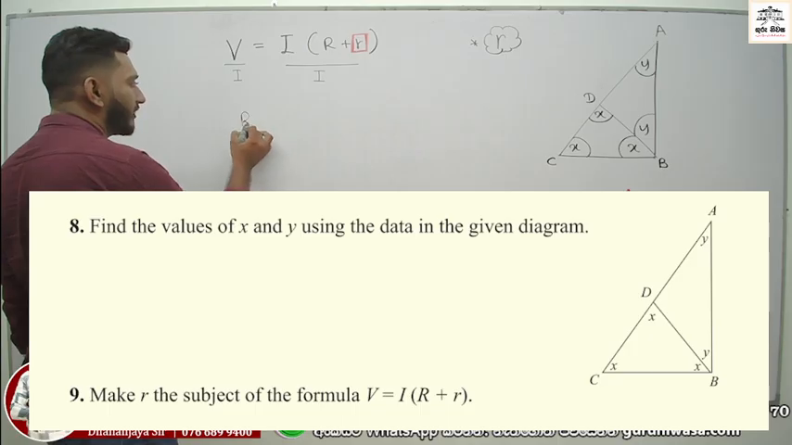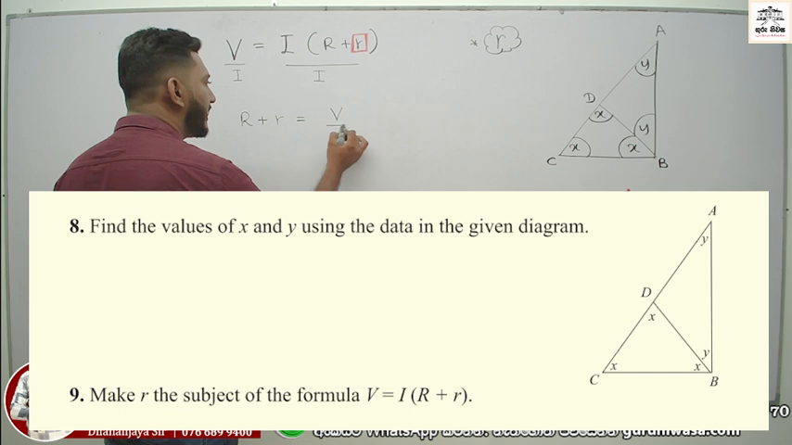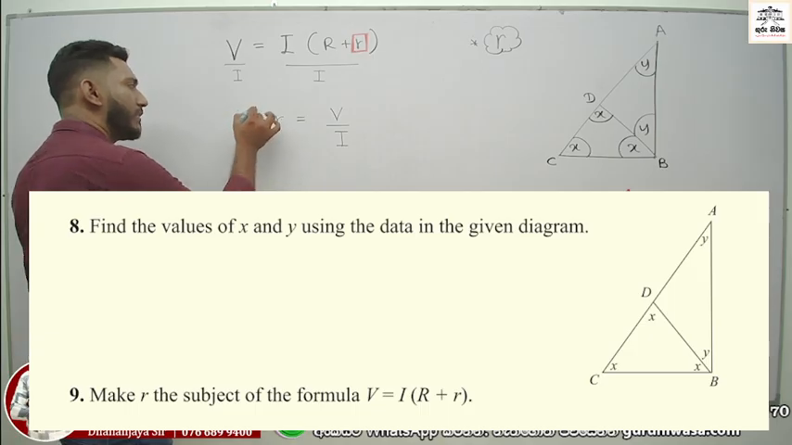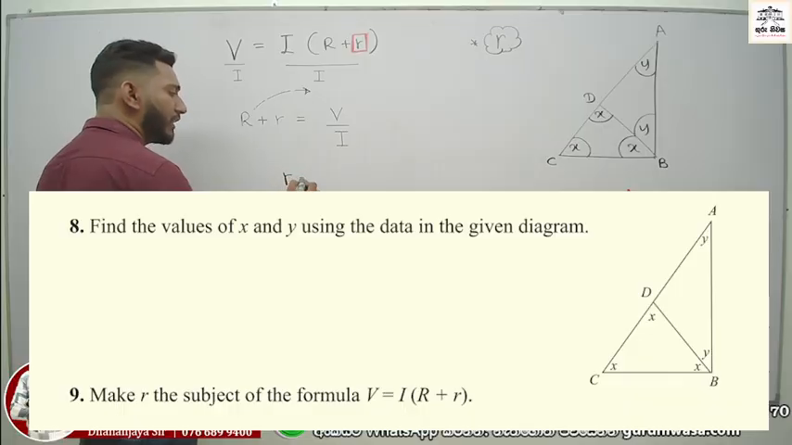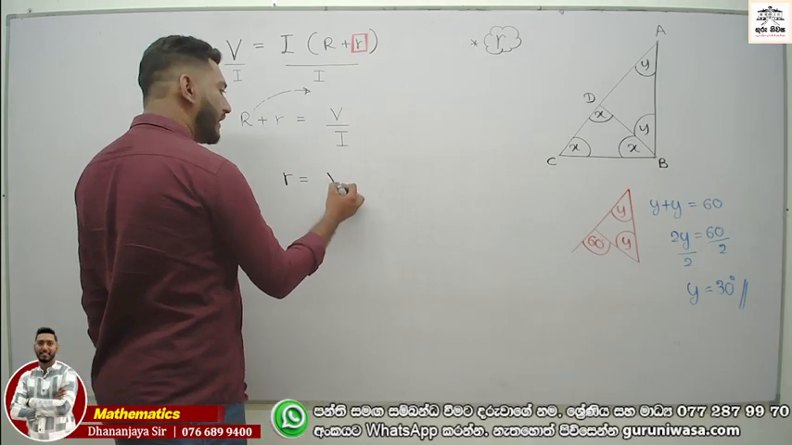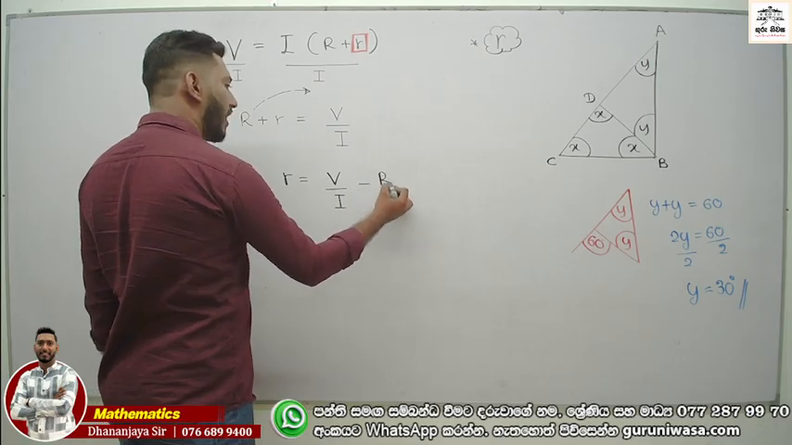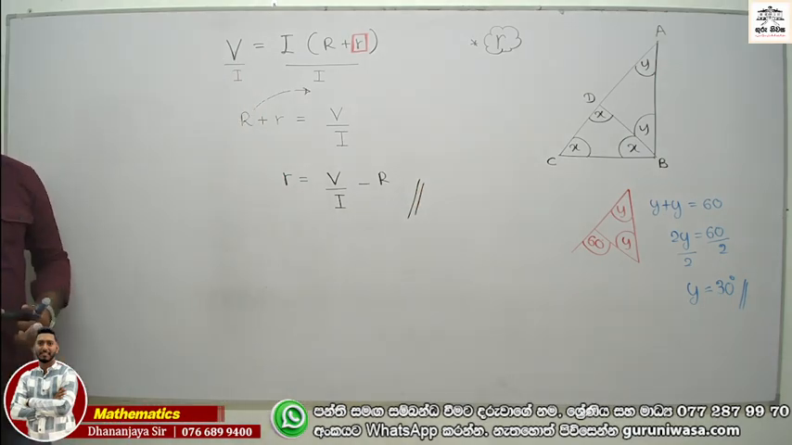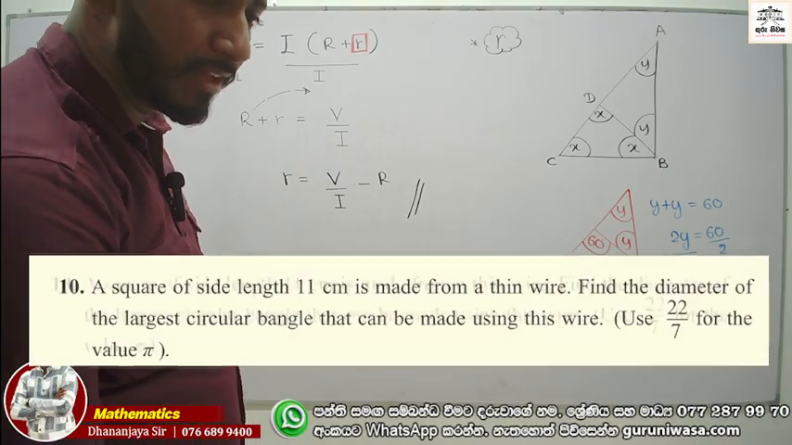Now you can write simple r plus capital R is equal to V divided by I. Now simple r, you have to make the subject. Then capital R goes to the other side. Finally simple r is equal to V divided by I minus capital R. Now this is the answer. Well done.